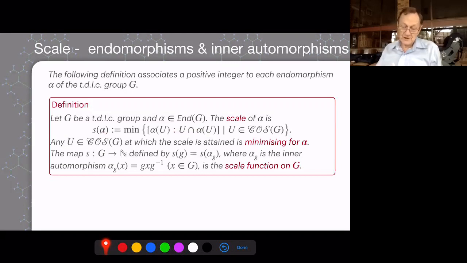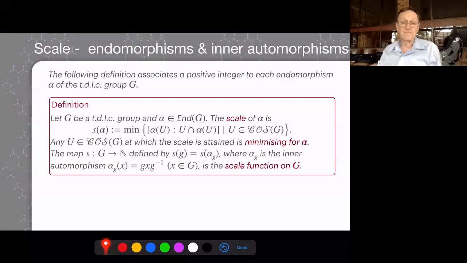And then we'll say that any compact open subgroup at which the scale is attained is minimizing for that endomorphism. And in the case when our endomorphism is in fact an inner automorphism, this scale induces another function from the group to the positive integers, where we just define the scale of the group element to be the scale of the inner automorphism that it induces. And this is then the scale function on the group G.